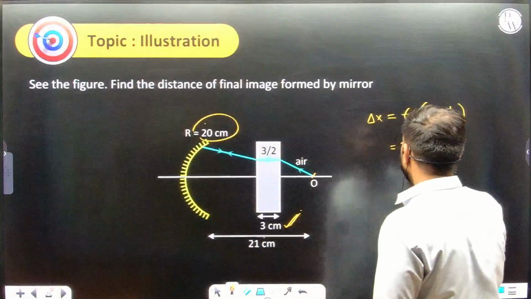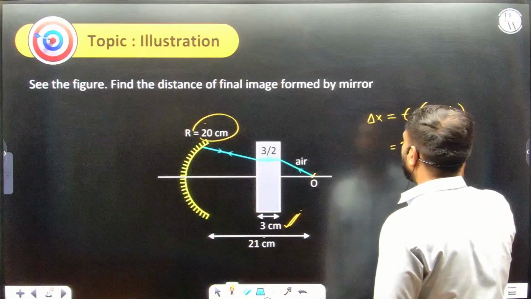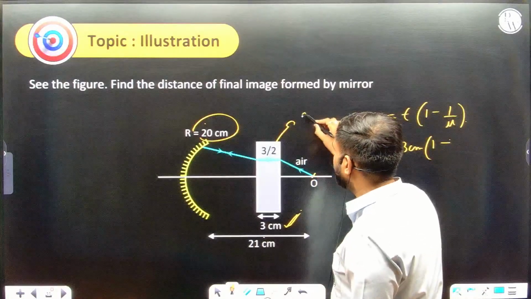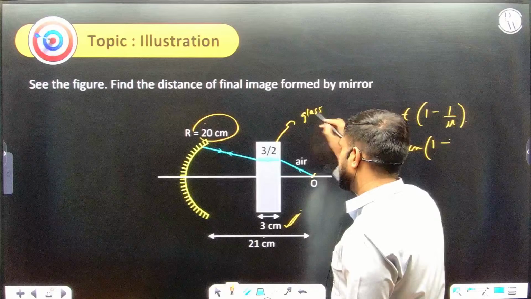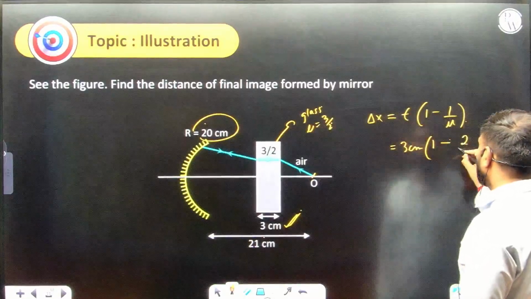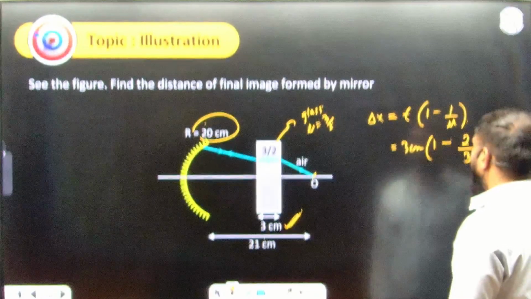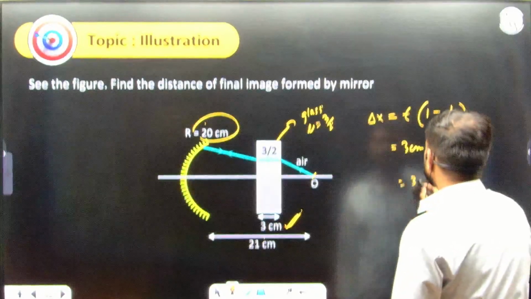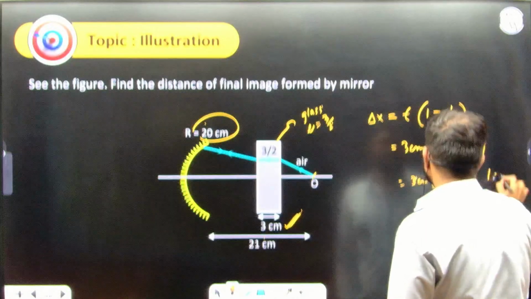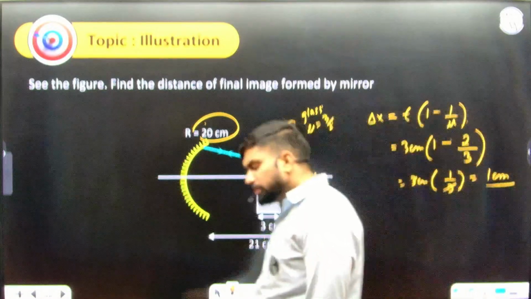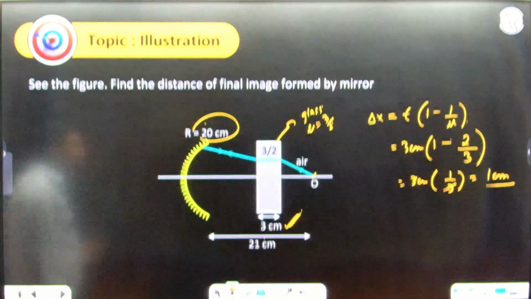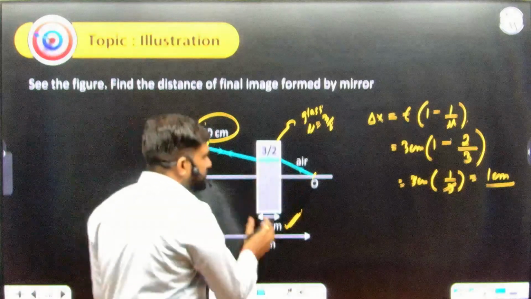Thickness is 3 centimeters. I'll put it here. Minus. They are saying refractive index is 3 by 2. That means it's glass. It's definitely glass, 3 by 2. So 1 upon mu will be 2 by 3, and it will be 3 centimeters into 1 by 3. The 3 gets cancelled, so delta x is 1 centimeter. That means the normal shift produced by this glass slab will be 1 centimeter. It's going to shift the object by 1 centimeter.